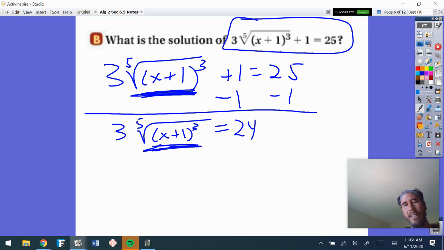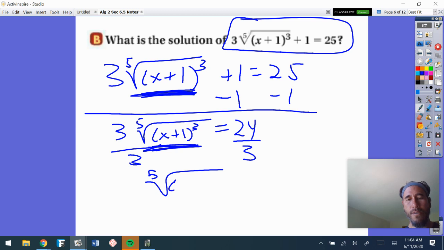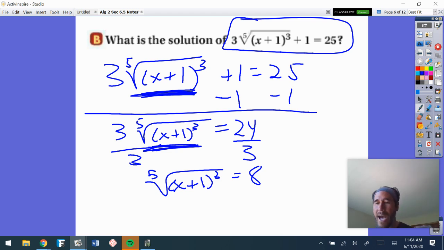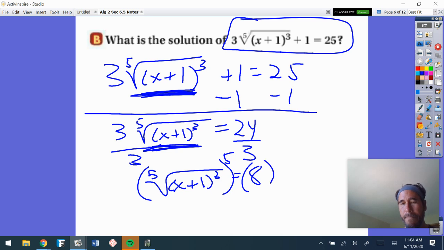Is the radical by itself? No, you still have a 3 on the outside. Since it's 3 times, we do the opposite, which is division. Divide both sides by 3, and the right side equals 8. Okay, so now what do we do? Whew, this problem ends up getting really, really big. All right, but we're going to get rid of that 5. Well, how the heck do I get rid of that 5? Well, we get rid of the 5 by raising both sides to the power of 5.